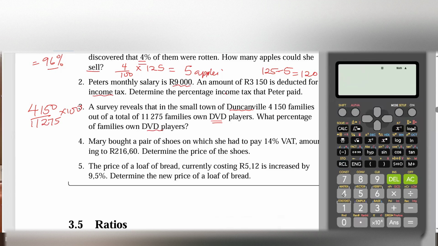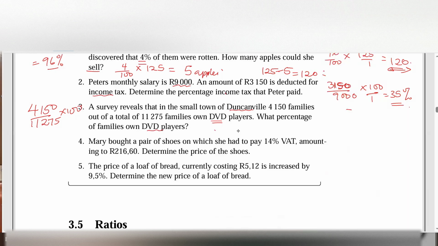Okay, so it's 4150. We are dividing it by 11275. Okay, what do we get? By the way, we have to multiply by 100. Yes, so let's multiply by 100 first before we change it. So this becomes 36,80. So these numbers are repeating. So let's just round it off. So 36,81.